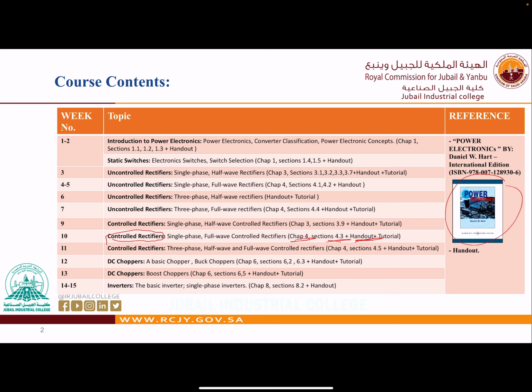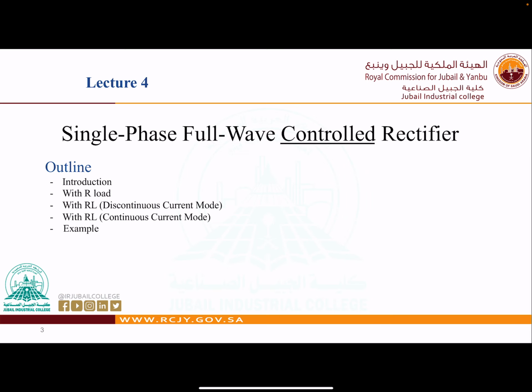Okay. Now in this lecture we will go through the single phase full wave controlled rectifier. In the previous lecture it was half wave. Now we have the full wave bridge controlled rectifier. I'm emphasizing on the controlled, because this is for the thyristor. We are using SCR, silicon controlled rectifier.